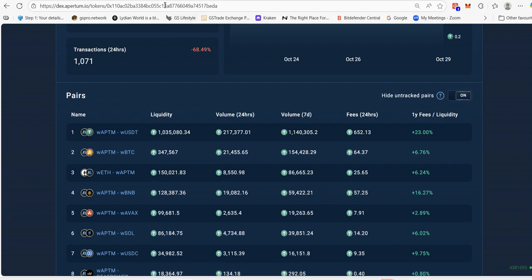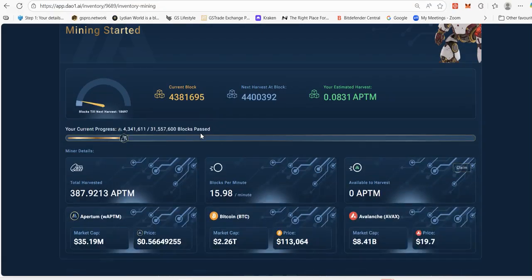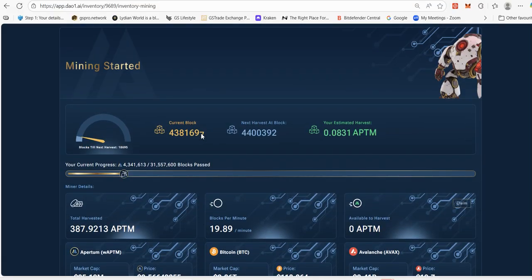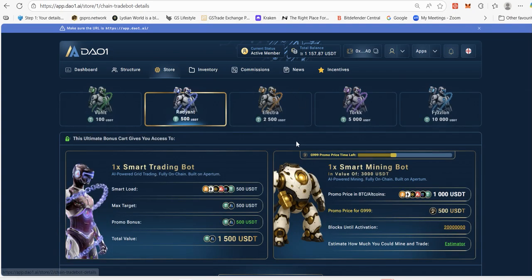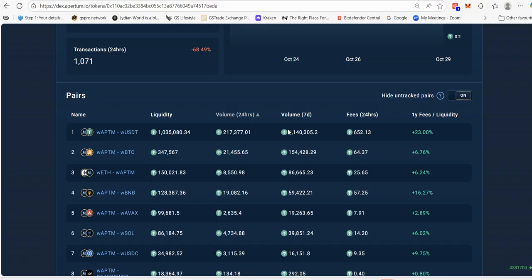I'm getting my tokens mined for me, so I don't have to add extra capital. It's only the USDT I have to add. And I am dollar cost averaging with products where it's trading for me on automatic with AI, and I'm mining. So it's three things: the smart trading bot, the mining bot, and the liquidity pool.